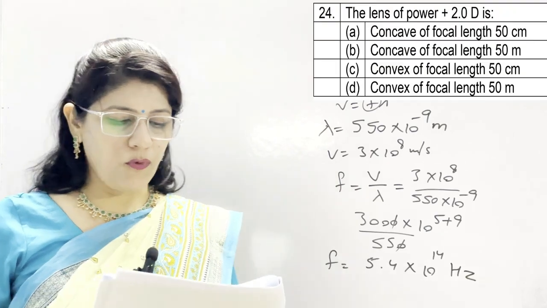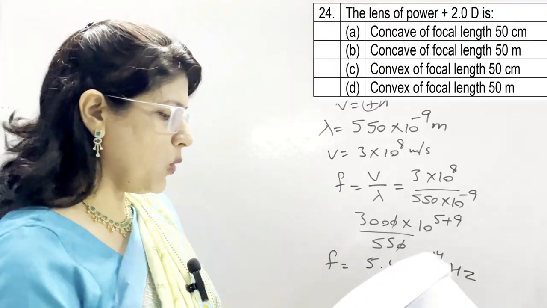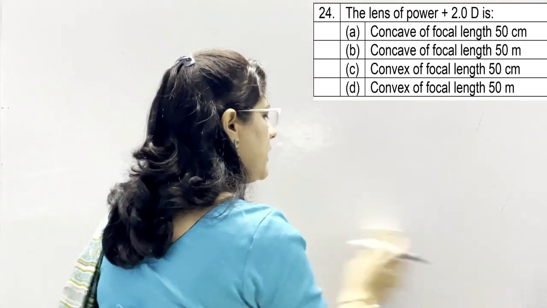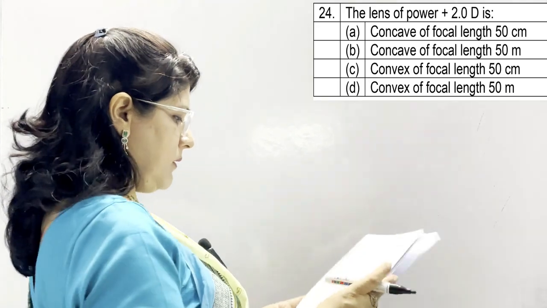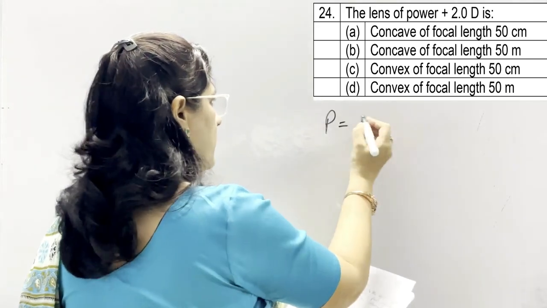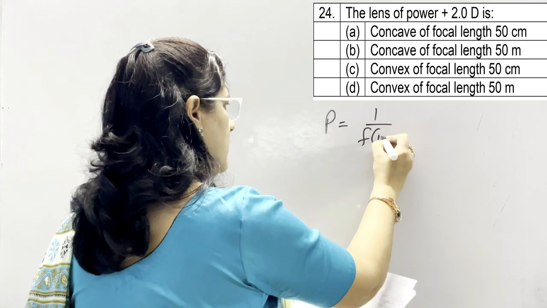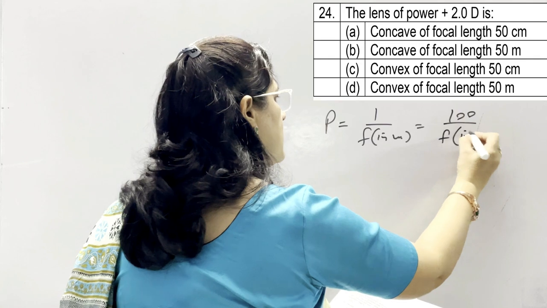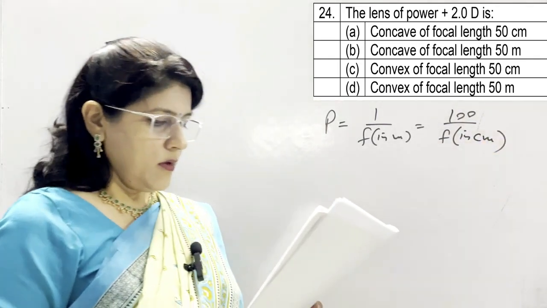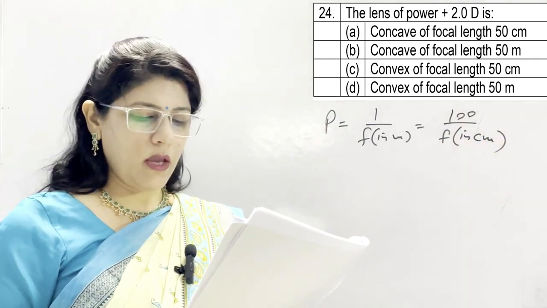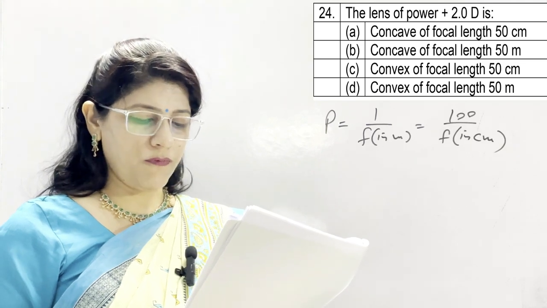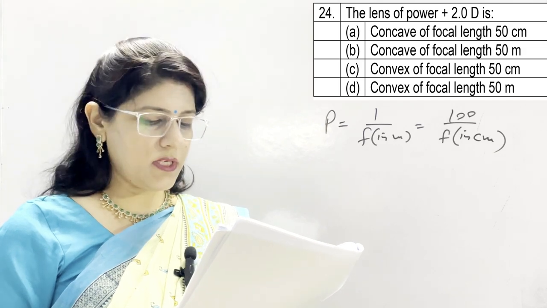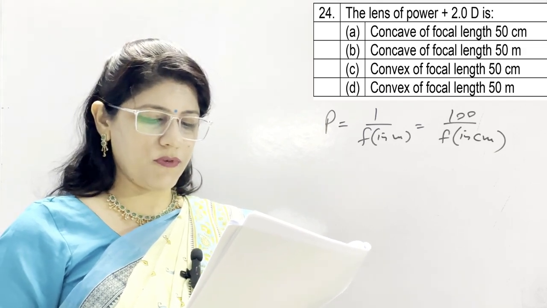In question number 24, the lens of power 2.0 diopter. Power is given in its unit, which is diopter. So formula for power is 1 upon focal length in meter, or we can say 100 upon focal length in centimeter. Options given are concave of focal length 50 meter, concave of focal length 50 centimeter, C is convex of focal length 50 centimeter and D is convex of focal length 50 meter.